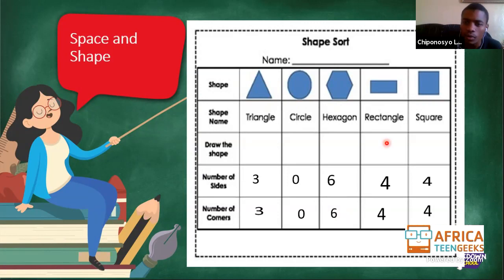How did you guys count? If we look at the hexagon, how did we get the sides? We counted them: 1, 2, 3, 4, 5, 6. Corners: 1, 2, 3, 4, 5, 6. A side, this is a side. When we look at 2D shapes, these are the sides.